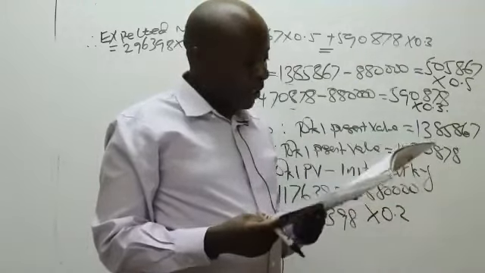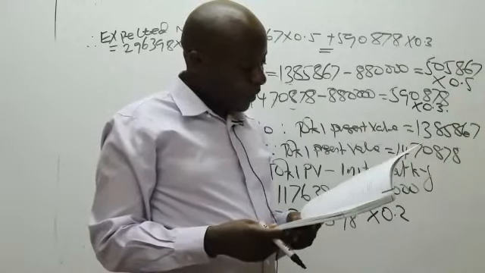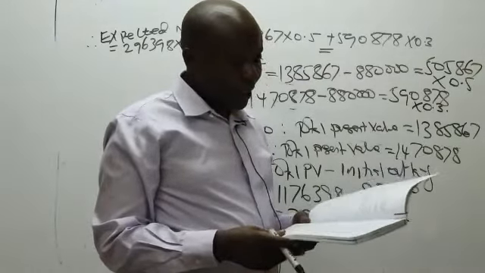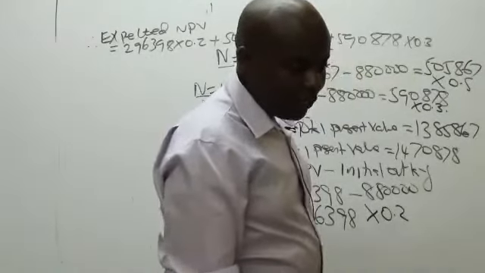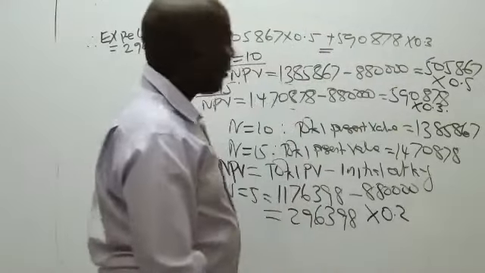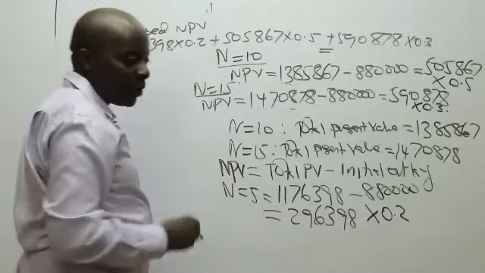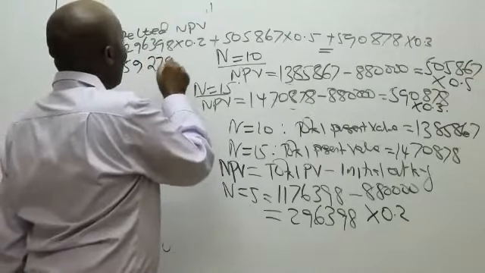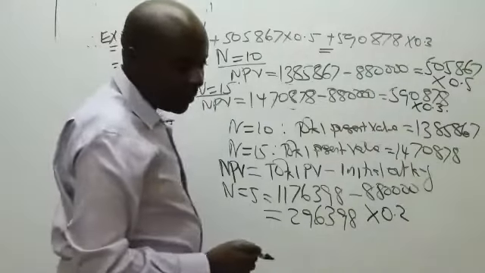Expected net present value. They tell me it is 59, 59, 279.6. This is the total answer, 279.6. Please underline.